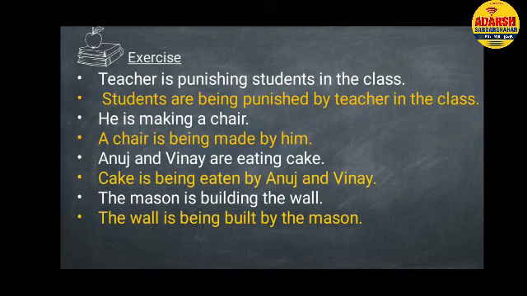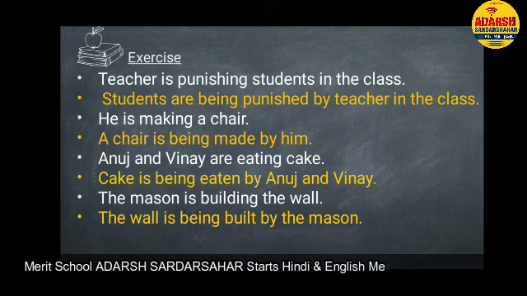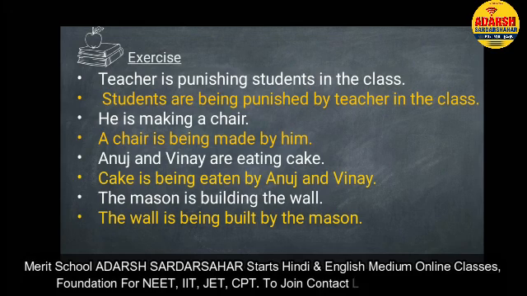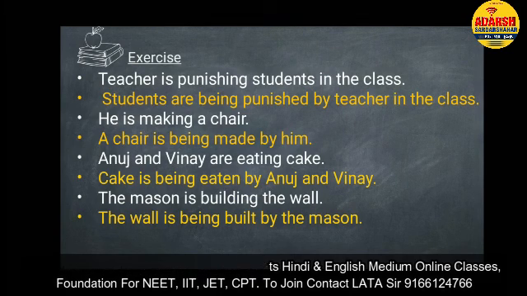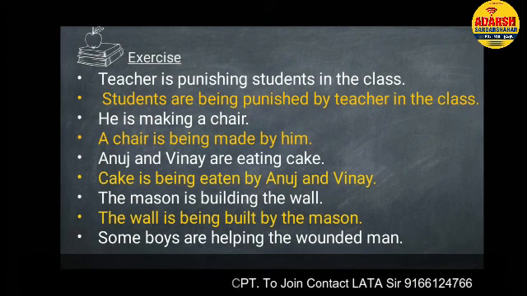Here we put the wall, which is our object, in the place of our subject, and subject mason in the place of our object, and we put verb's third form, past participle, which is built, and we put by also before our subject, and according to our fifth step we put here the correct helping verb because the wall is singular, so we use here helping verb is being. So our sentence is, the wall is being built by the mason. Let's go towards our today's last exercise sentence, which is, some boys are helping the wounded man.